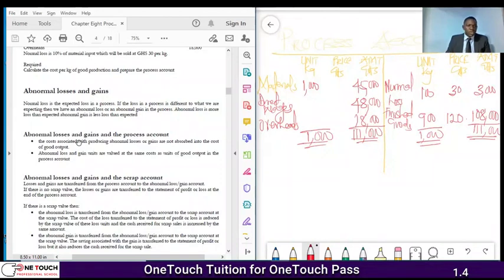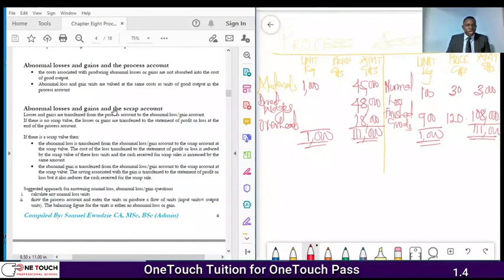Good. Now let's explore more on abnormal losses and gains. So we've established that abnormal loss is more loss than what's expected, and we get an abnormal gain when we get less loss than what's expected. We have also established that in the case of abnormal gains and abnormal losses, the cost will not be absorbed into the good unit. However, they will be valued at the same price as the good unit. Good.